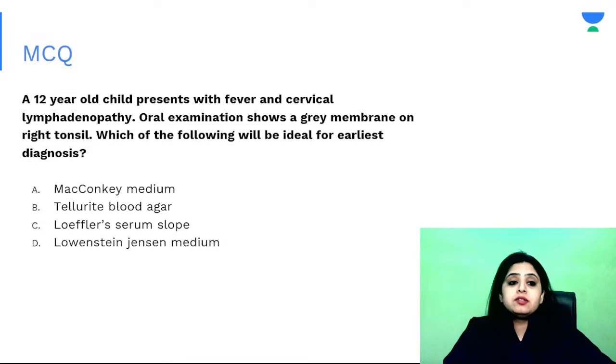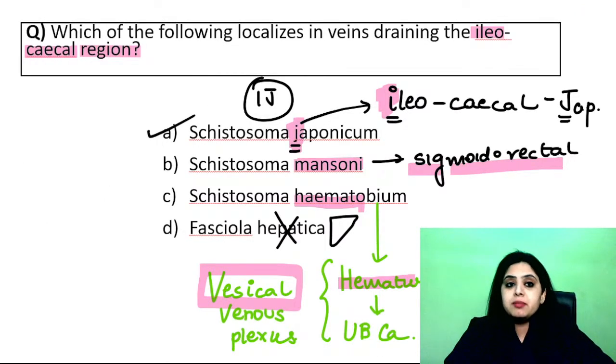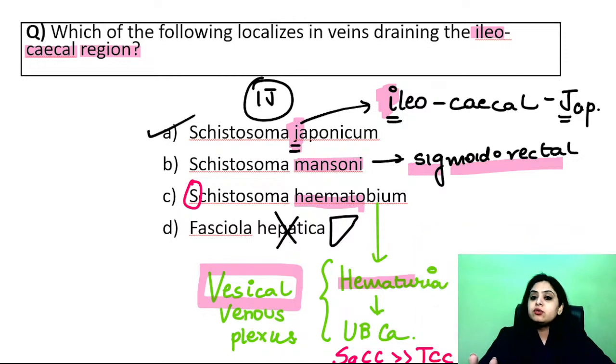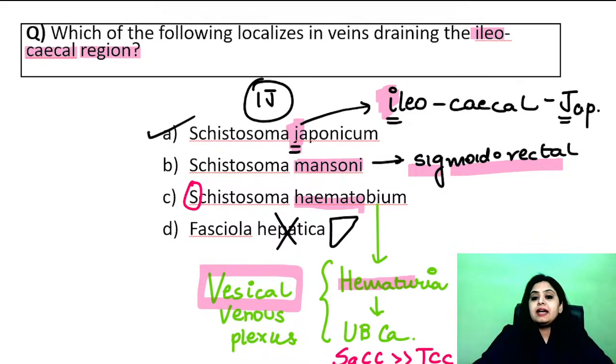Actually, sorry, before this question, someone asked me which one causes urinary bladder cancer. Good question. See, ideally, S for S, Schistosoma hematobium causes squamous cell carcinoma of the urinary bladder more commonly than transitional cell carcinoma. Ideally, it can cause both kinds of cancers, SCC and TCC. However, if they tell you to select only one, then you will always select SCC over TCC. So S for S, squamous is more common in Schistosoma, and TCC is going to be less common.